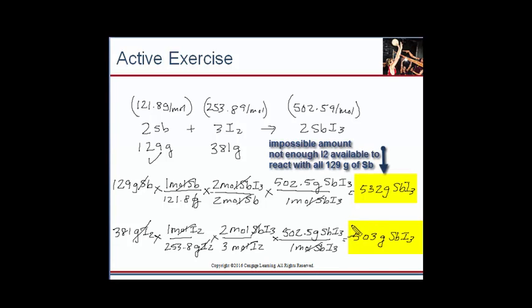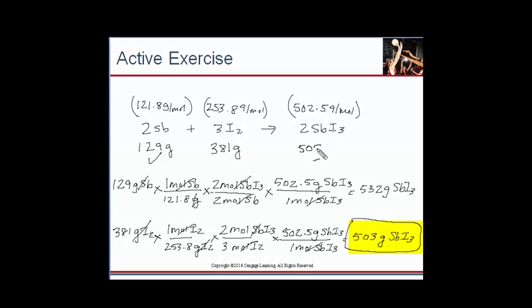So my strategy is I take the lower number and I say that is how much I'm going to make, based on the fact that it is coordinated with I2. So we're going to call I2 our limiting reactant because it's this 381 grams that is going to limit how much product we make. And we're going to say that this one is in excess.